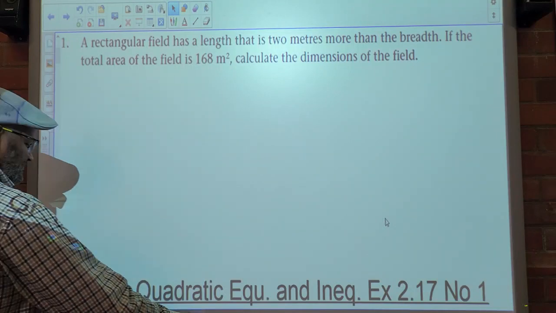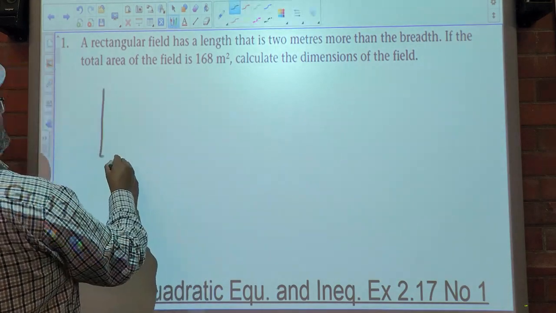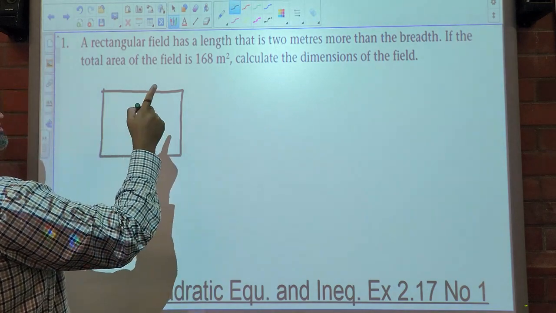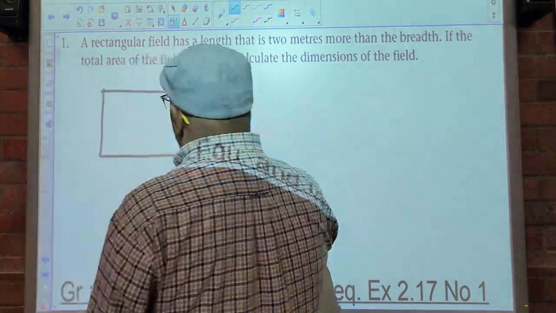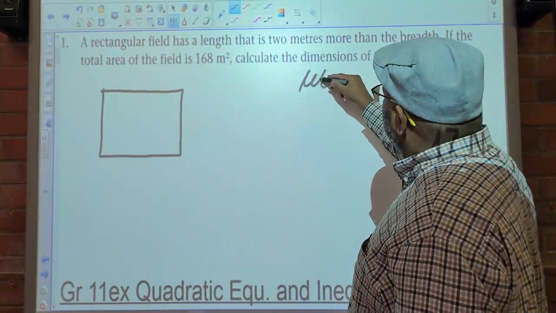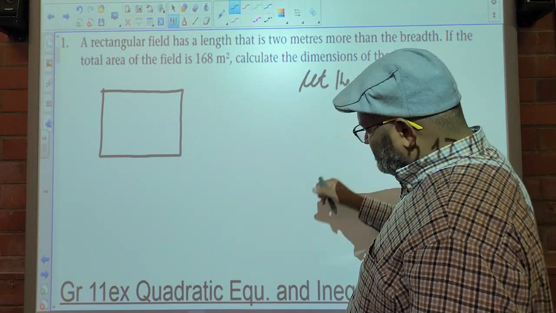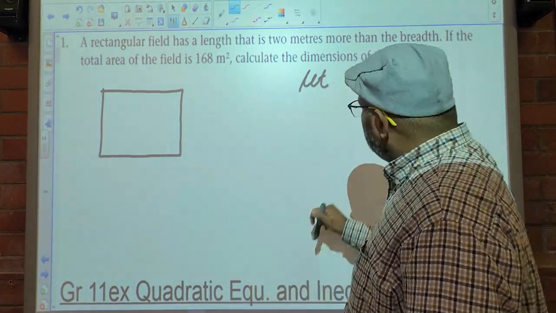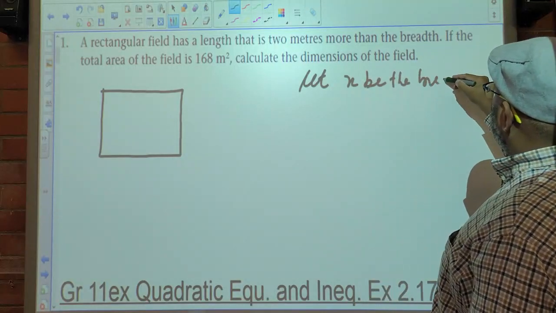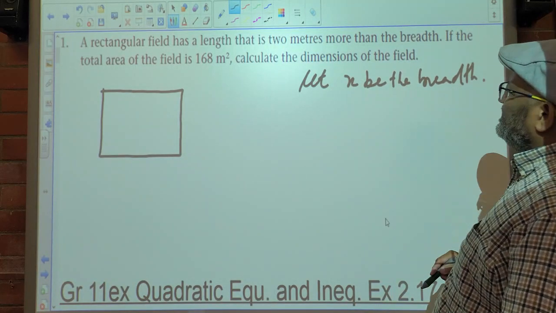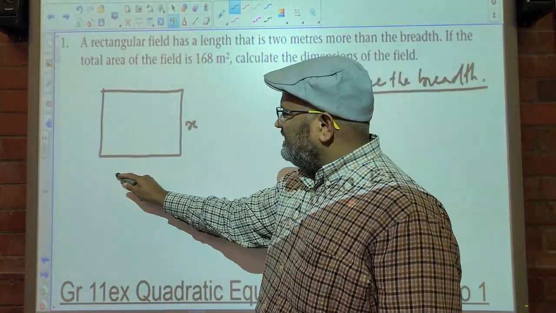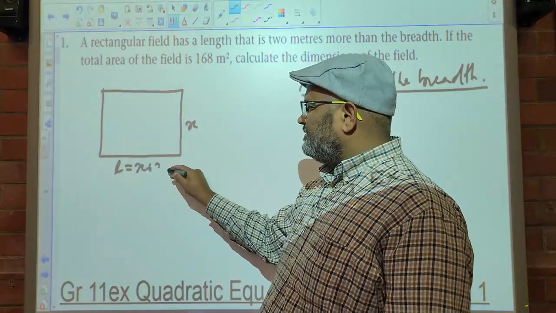Okay, so just to plot the scenario here, a rectangular field has a length that is 2 meters more than the breadth. So the breadth is the smaller one. We always make the smaller one be x. So we say let x be the breadth. So if x is the breadth, then what is the length? X plus 2. So the length has to be x plus 2. Not so?